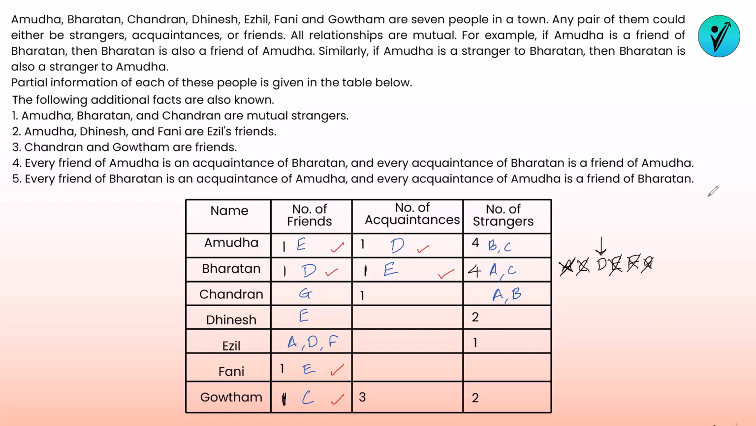A and C are already written here. Who are left to be written? So we have A, C gone, D, E gone, F and G are remaining. So F and G will automatically be strangers to B. Which means in the category of strangers for F, I have to have B. And in the category of G, as strangers, I have to have B as well.